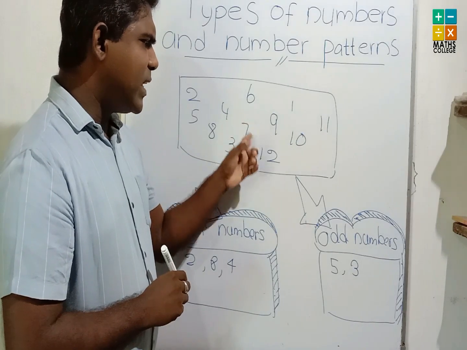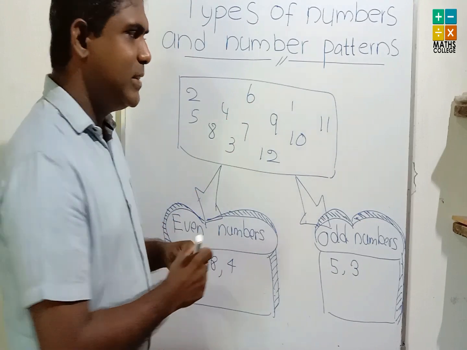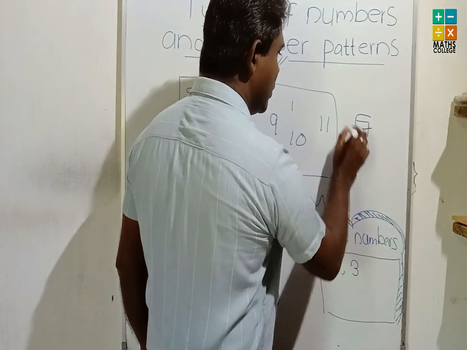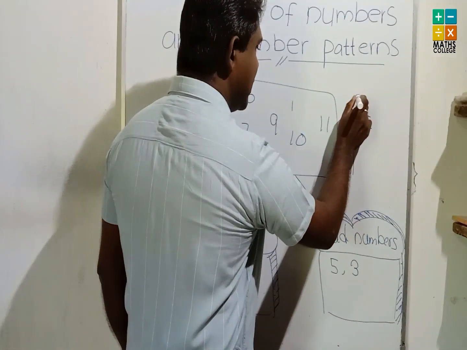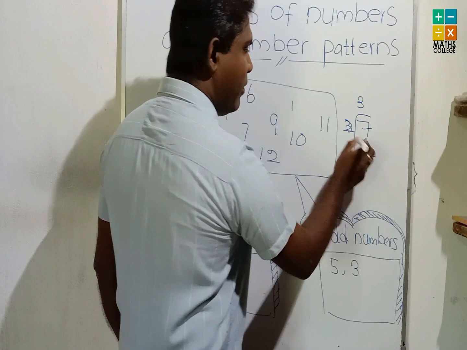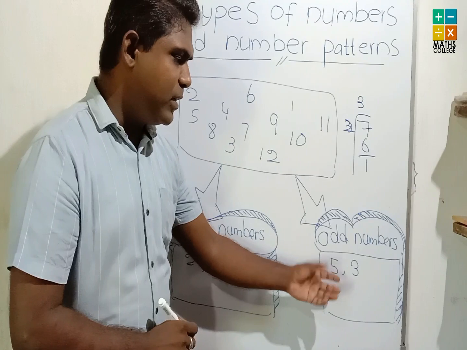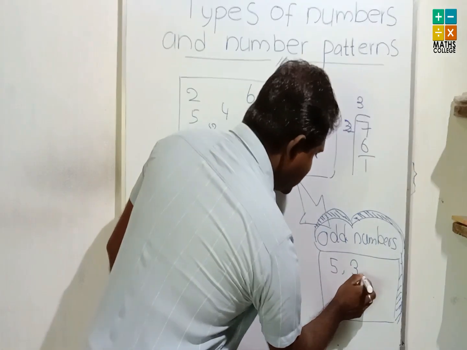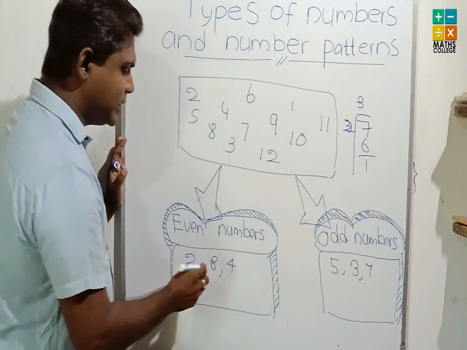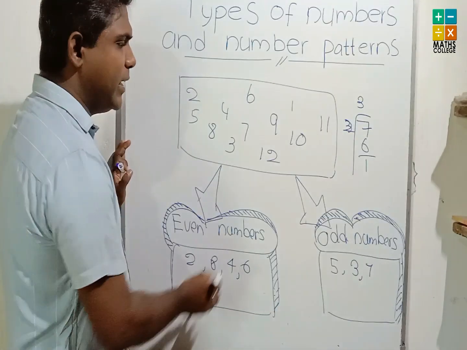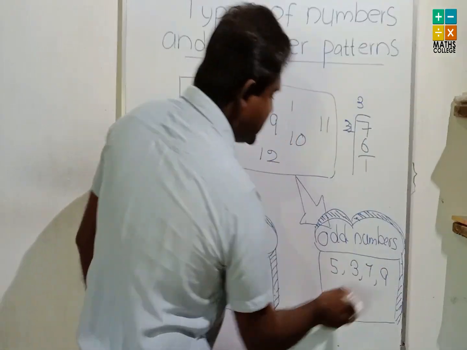Then 7. 7 divided by 2, what is the answer? The answer is 3. 3 multiplied by 2 is 6, 1 remainder, no? With a remainder, that is an odd number. 7 goes to odd numbers. Then 6 divided by 2, the answer is 3. That means even number. Then 9, when divided by 2, 1 remains. Therefore, 9 is an odd number.